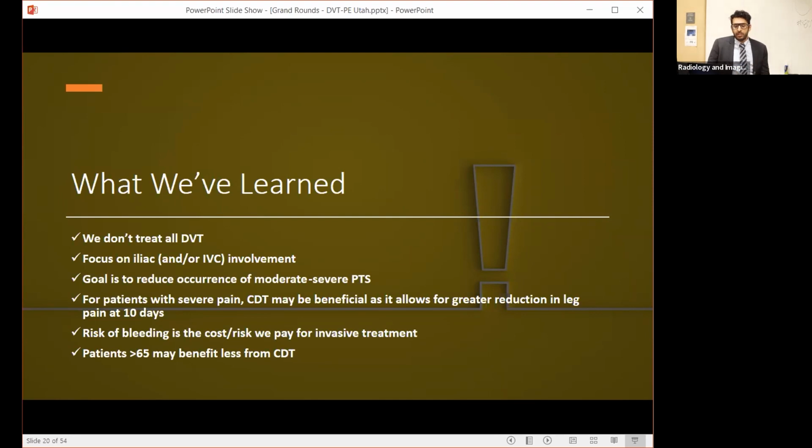So for that reason, and based on some subset analyses from those studies, we shy away from treating patients who are greater than 65. And then we also always factor in the risk of bleeding and the cost of our intervention. The only other group to maybe consider treatment for, and again, this is more based on subset analyses, is patients who have very severe pain. CDT may be beneficial as it allows greater reduction in leg pain at 10 days. So if you've got somebody who has a DVT, doesn't matter really where it is, but their leg is really swollen, super painful, and they really are struggling, then you may consider offering them intervention.